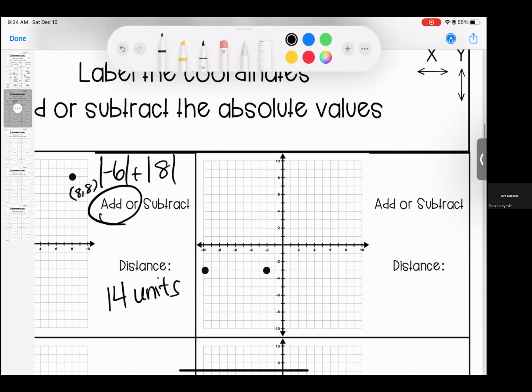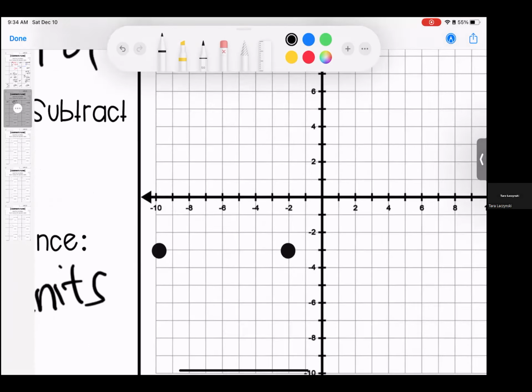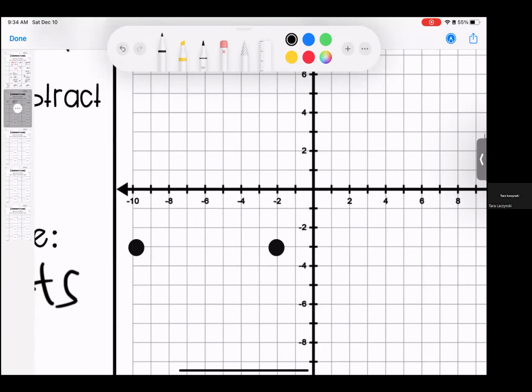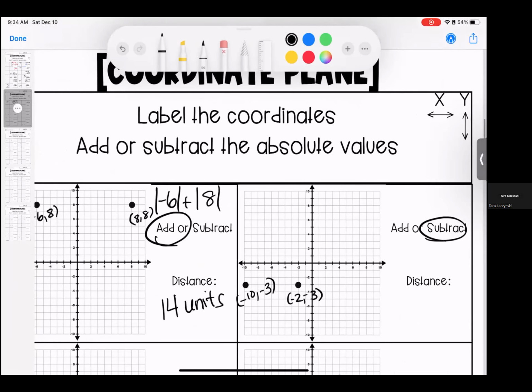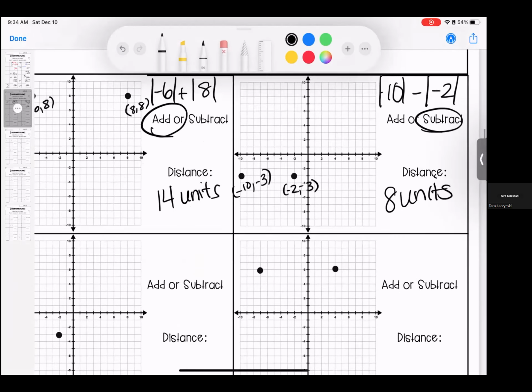Over here, same quadrant, so I am going to subtract. Let's zoom in to see where we are. For this one, I go over to negative 2 and down to negative 3. And then for this one, I go over to negative 10 and down to negative 3. My x values are different. My y is the same. So I am going to subtract the absolute value of negative 10 minus the absolute value of negative 2. 10 take away 2 is 8. Distance of 8 units for this one.